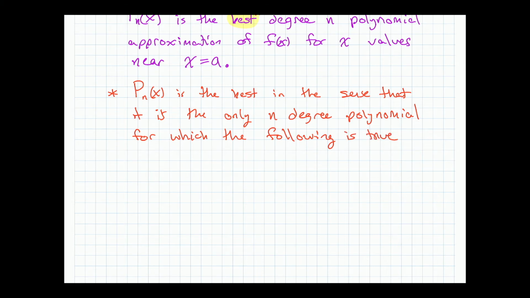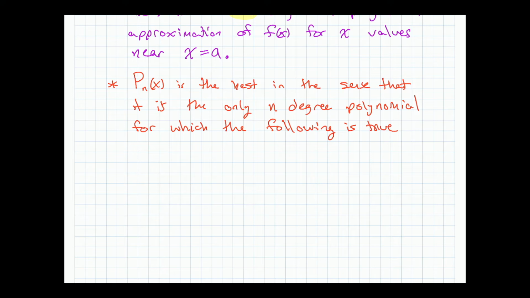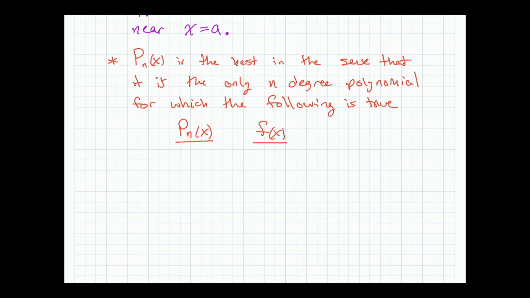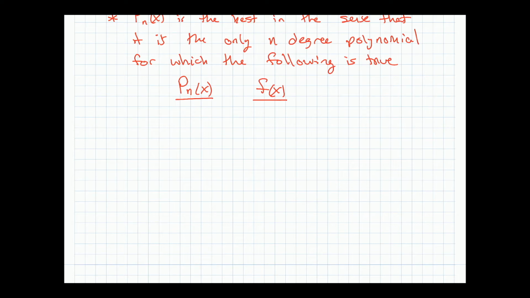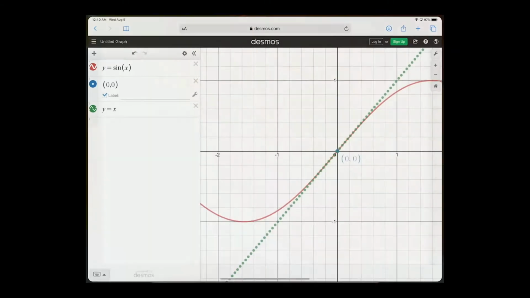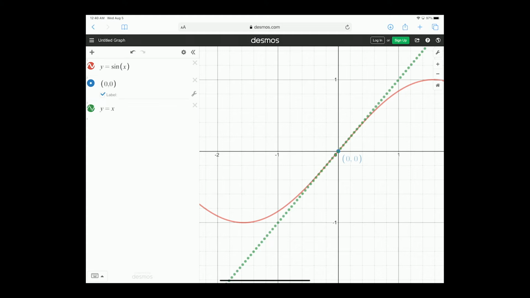So the idea is this. We've got two functions, right? You've got this p sub n of x, and you've got the original function, the real function, f of x, right? And so what we're going to say is that what the p sub n does, that no other polynomial does, is that when you plug a into the polynomial, that's the same as what you get if you plug a into f of x, right? That's what you see here. That's why the two are overlapping at 0, right?